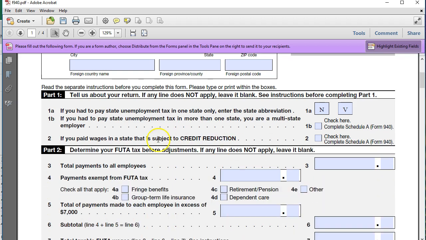First thing, if you had to pay state unemployment tax in one state only, enter the state here. We're going to give the state of Nevada, and one reason is because they typically have less taxes oftentimes, so it may be more simplified, but any state would typically be similar. You might be asking, why do we need to know what state it is if it's a federal tax form? What does it matter? Doesn't the Fed treat all states the same?